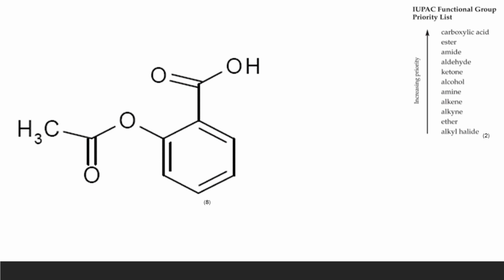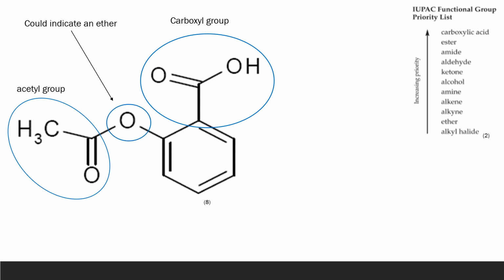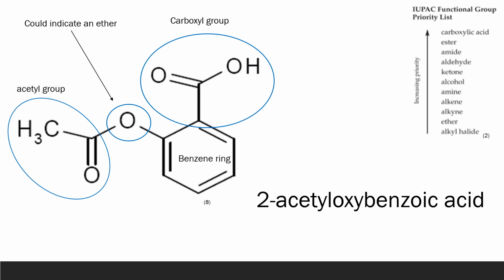Alright, let's look at this next one. We can see that we have a carboxyl group, an acetyl group, and an oxygen right in the center that could indicate an ether, but because of the priority of this carboxyl group, we know it's just going to give us the name oxy. We have a benzene ring, which indicates that we have benzoic acid, so now we need to figure out what this side chain is called off the side of the benzoic acid. And so, because this side chain comes off of the benzene ring at carbon 2, it is 2-acetyloxybenzoic acid. This is also not the medication that we're looking for.